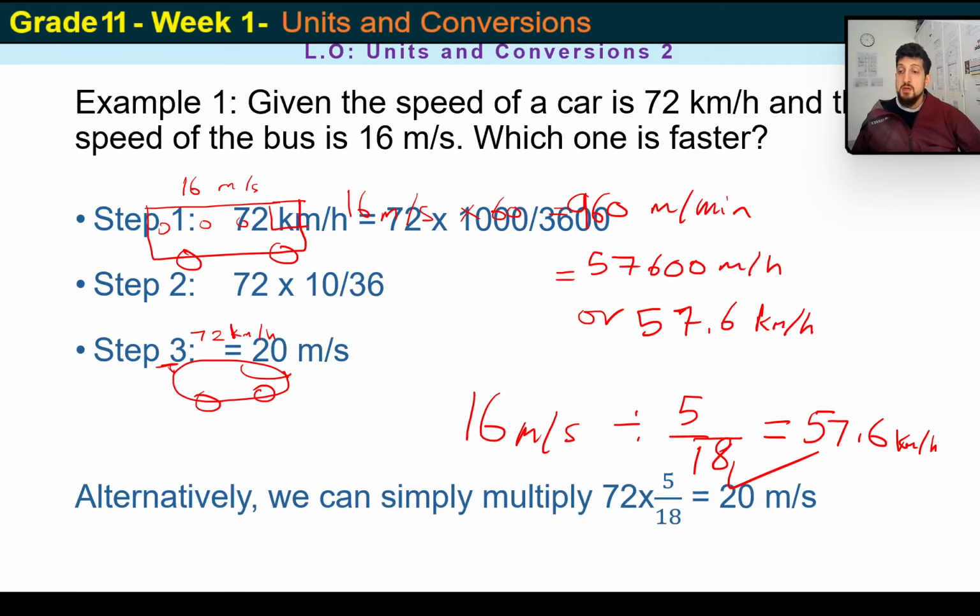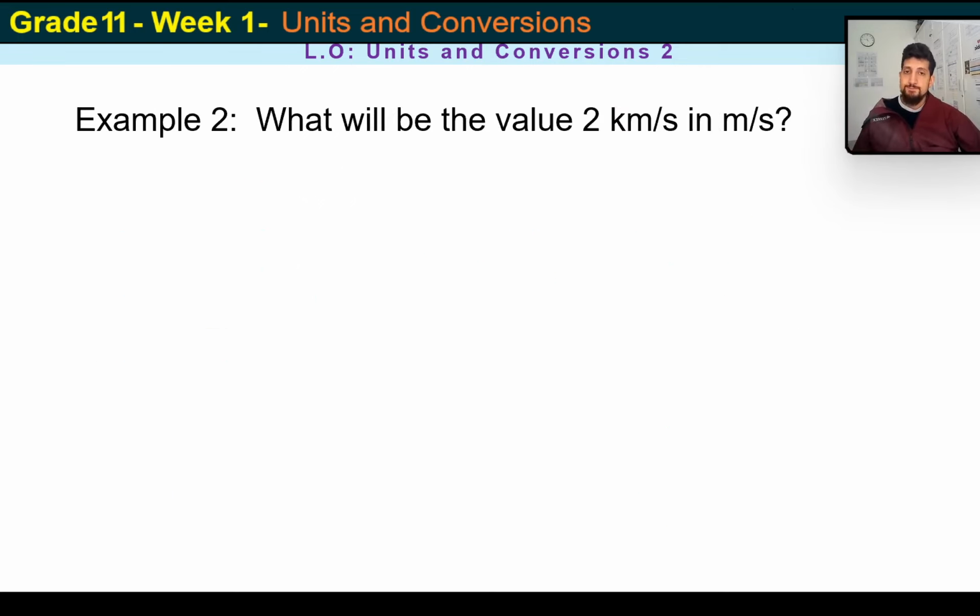The other way you could have done it was obviously change the car from 72 kilometers per hour to meters per second. If you're interested in doing that, there's the answer. Do it the other way.